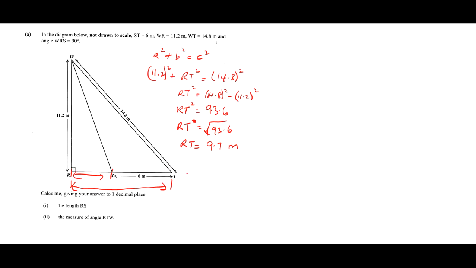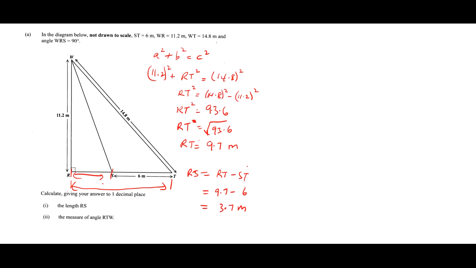So RS is equal to RT minus ST, which is 9.7 minus 6. Right, that is from the diagram, and that will give us 3.7 meters. Right, so once we have a right angle triangle, we tend to use Pythagoras Theorem if we want to find lengths, provided that we have two sides and we have one side that is unknown.